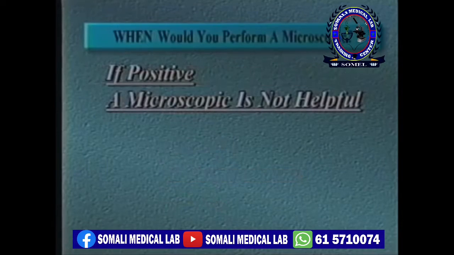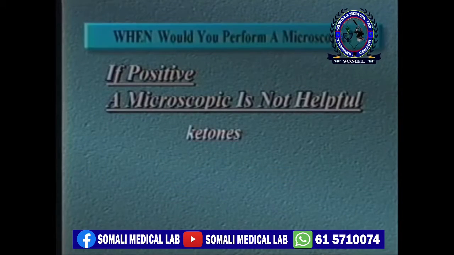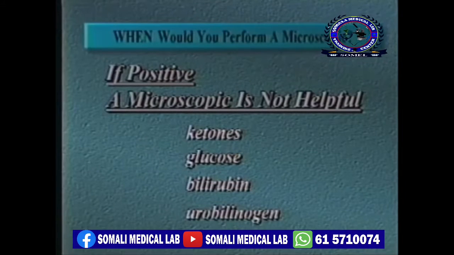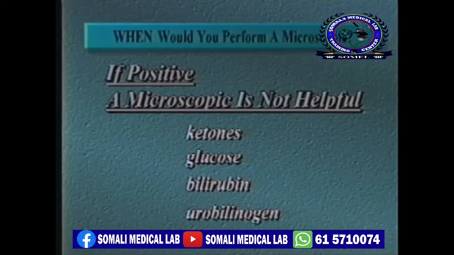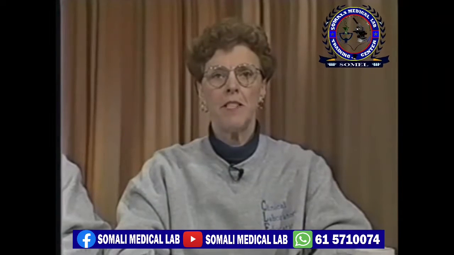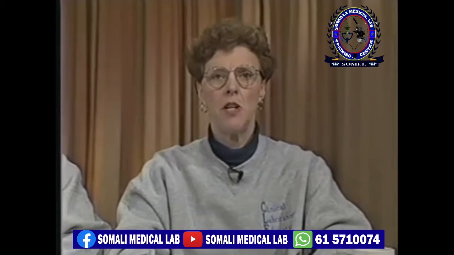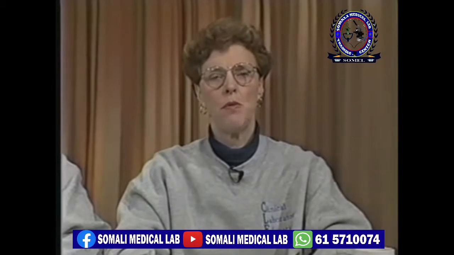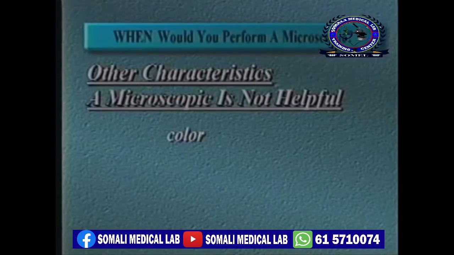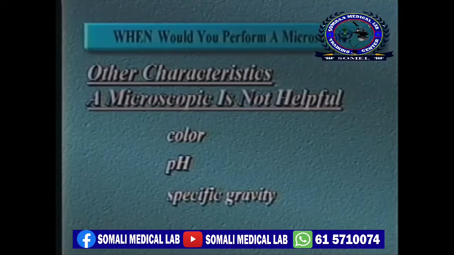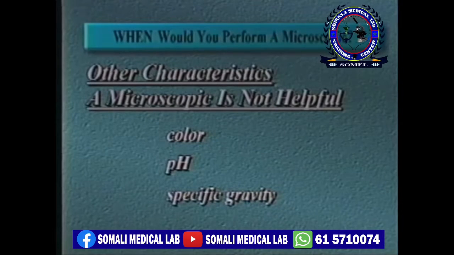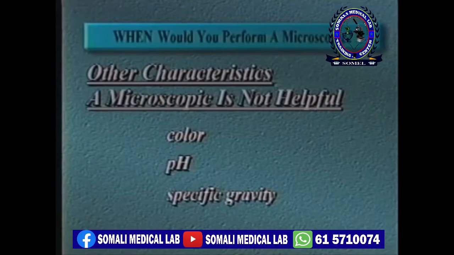If the other chemicals tested for, such as ketones, glucose, bilirubin, or urobilinogen, are positive, without any of the other ones being positive, then a microscopic would not be appropriate. Of course, if a physician specifically insists on a urine microscopic, one should be performed. The other macroscopic characteristics such as color, pH, and specific gravity are not used in most screening protocols. You gain nothing by looking at urine merely because the specific gravity is high or low.